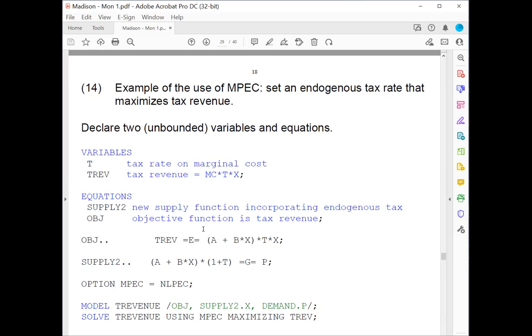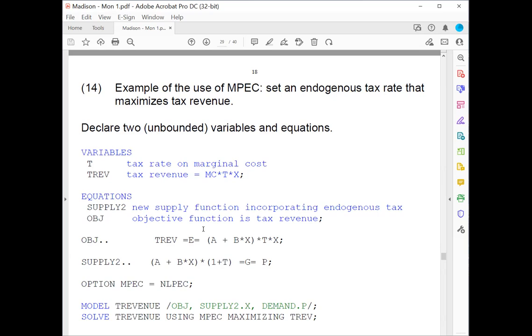So in this problem, I put in a tax rate. So tax revenue is the amount supplied: marginal cost times the tax rate times the output is the amount you collect. And there's a new supply equation. You can still use the old demand equation, which says that marginal cost times 1 plus the tax rate is price. So it's an ad valorem tax.